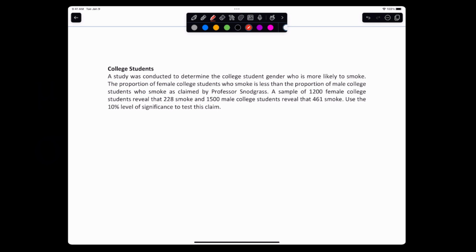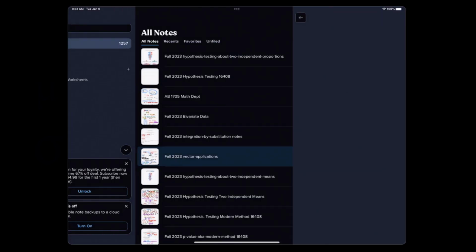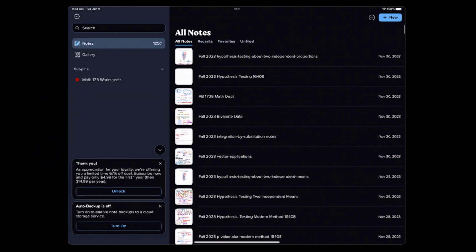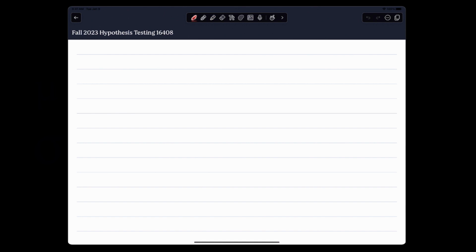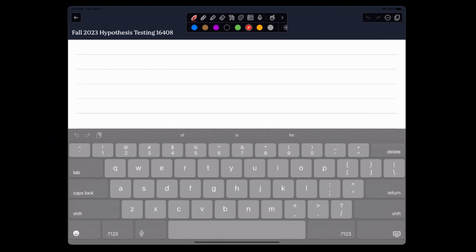Let me see. Do you guys care about smoking? I don't know. I'm going to do another example. I'm going to make it up. How about this? Let's try one, okay? This is a hypothesis test. Let's say hypothesis testing about two proportions.